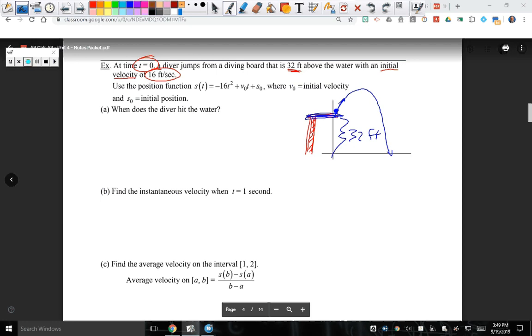Anyway, so the equation is S of t is equal to negative 16t squared plus 16t, because that's my initial velocity, and then plus 32. Please make sure you identify the t's between addition. Okay, here we go. Arjun, when does the diver hit the water? What do I do?